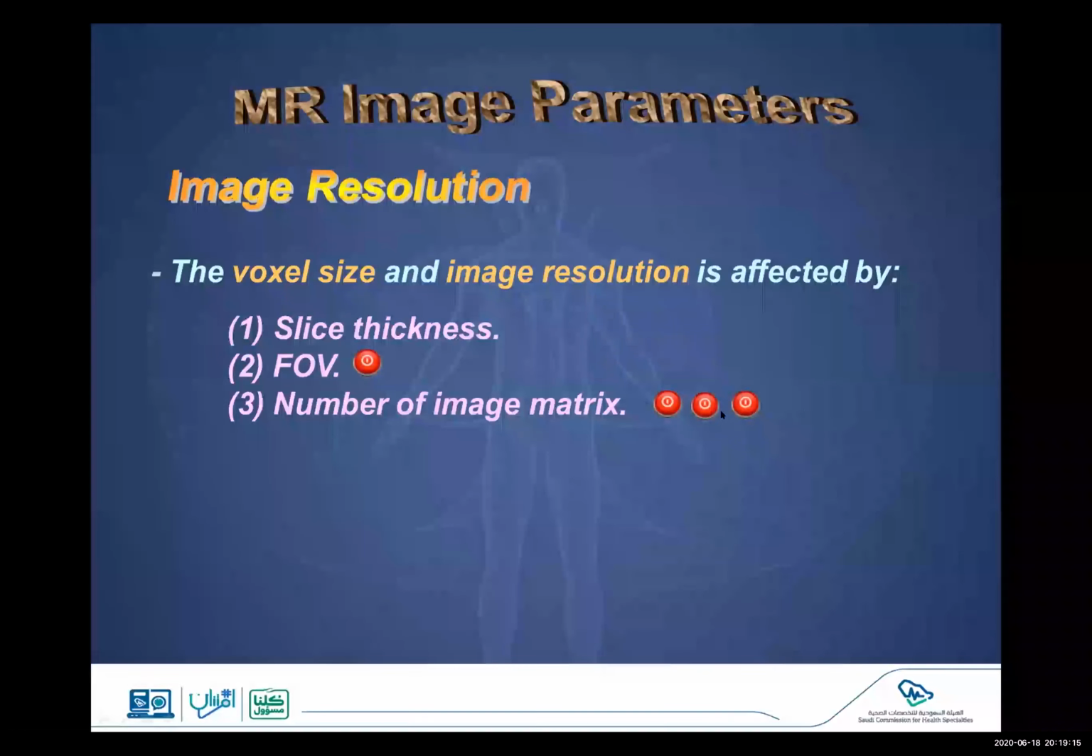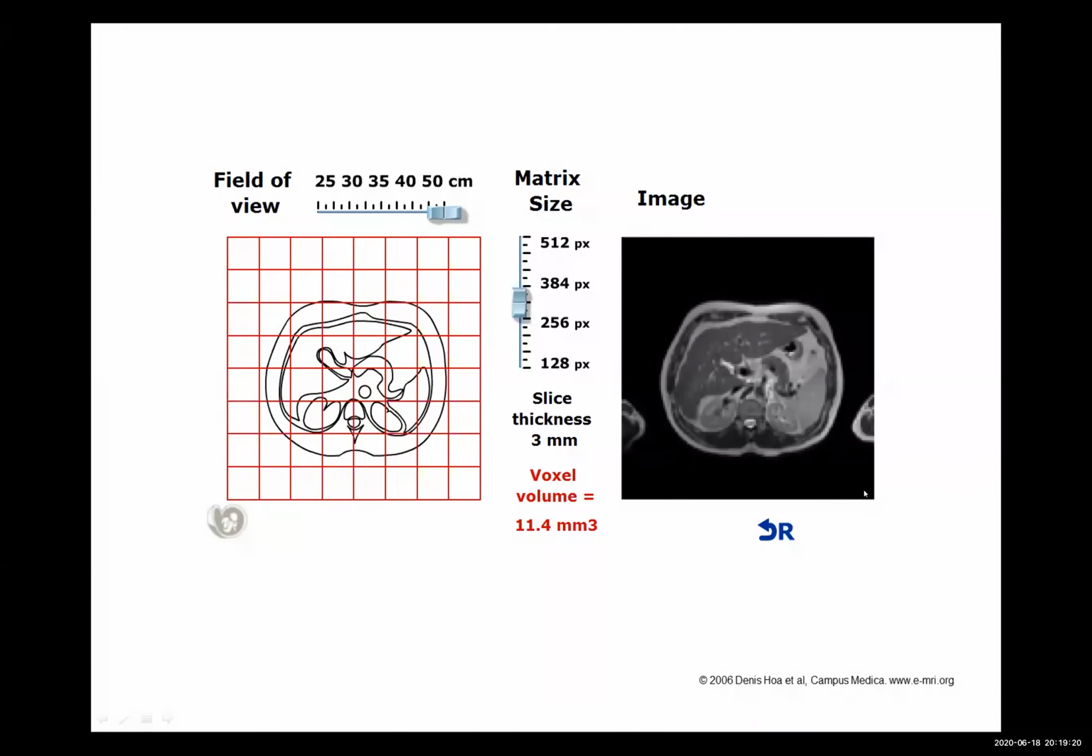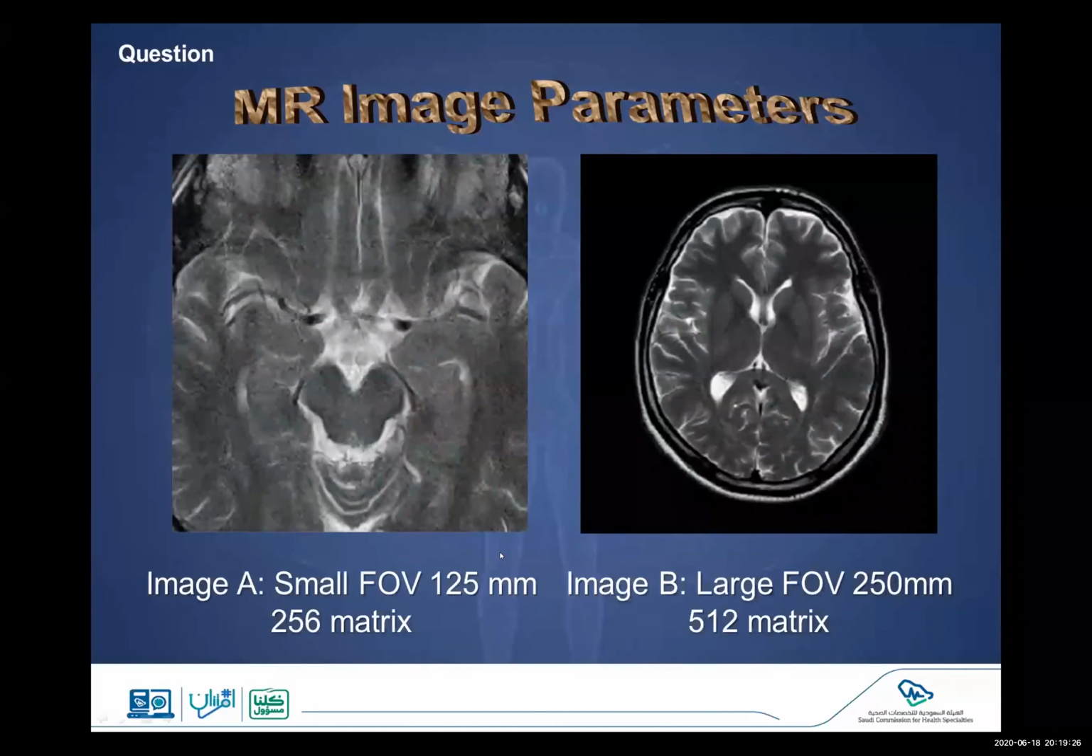So again, we should not forget the slice thickness. Usually we multiply the pixel dimensions by the slice thickness to get the voxel volume. For example, in these images, we have 2 images. The one on the left with the small field of view with the high resolution, as you can see, small field of view, but the matrix size is 256, compared with image B with a large field of view, but the matrix size is high.